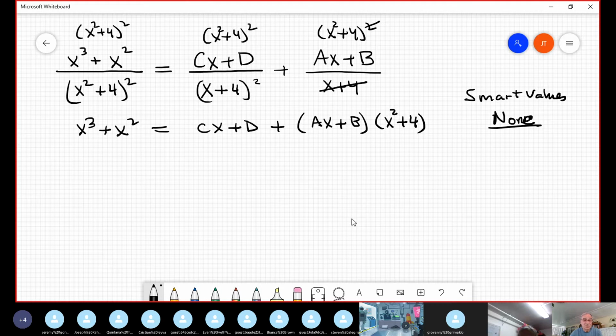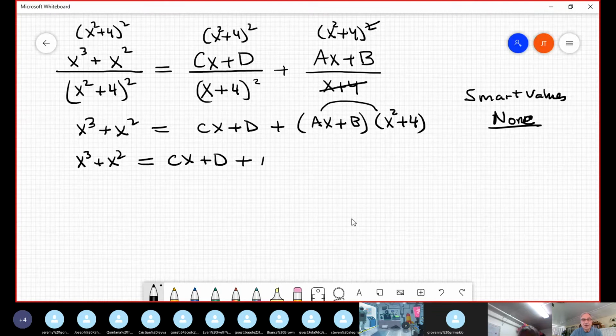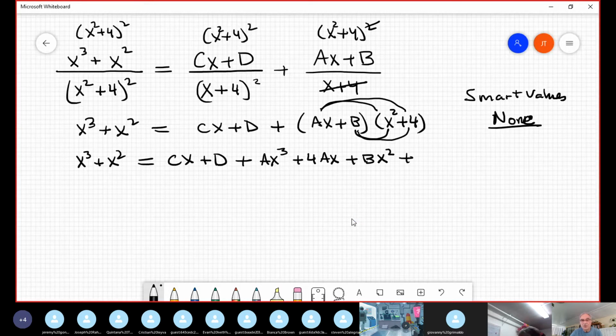So I propose doing another way. I don't know if you remember last time when I introduced the topic, we use a system of equations to solve this. Okay, let me try. This is X cubed plus X squared, CX plus D, stays the same. And you FOIL here. This is AX cubed, because it's 1 plus 2. This is 4AX. This is BX squared. And this is 4B.